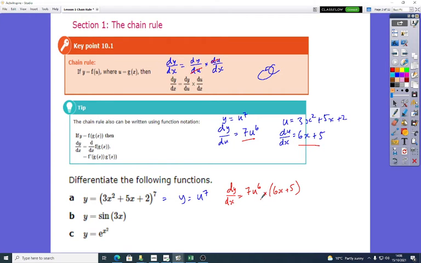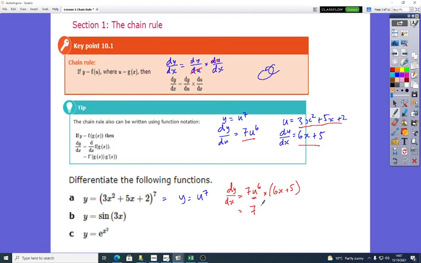Now, what's wrong with this at the moment? Anybody tell me what's wrong with this at the moment? Because that is the answer, but it's not the full answer that we want to see. What is wrong with that? Anybody? Yeah, go on. Yeah, it's got the u there. You can't write u in there because you want it in terms of x for dy dx. So all you've got to do is go back and say, what is u? And just put that back in.